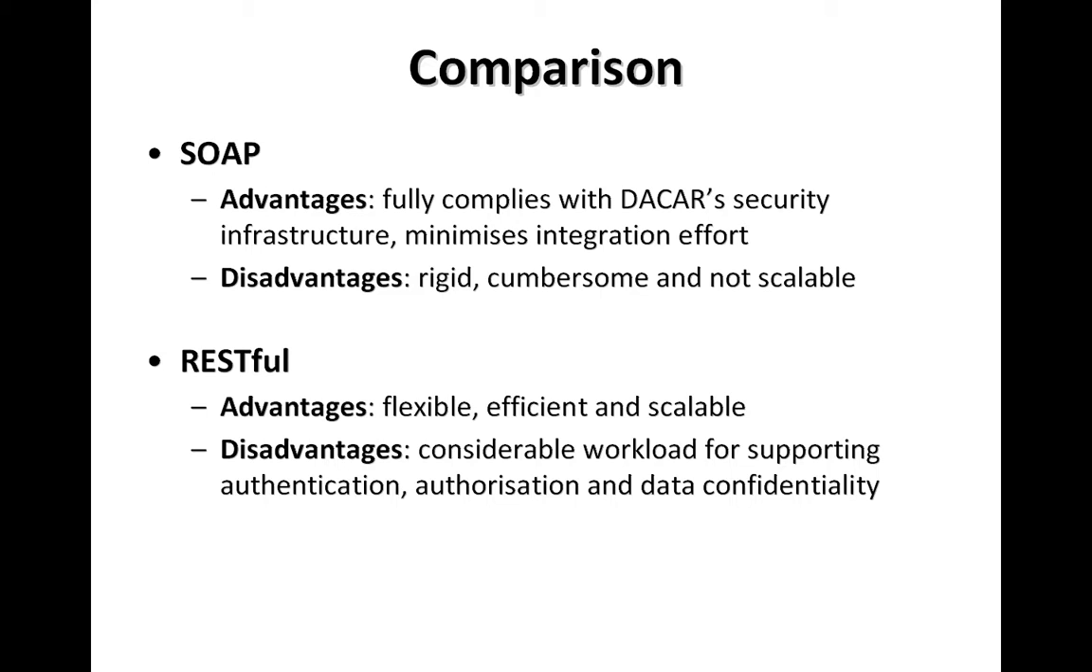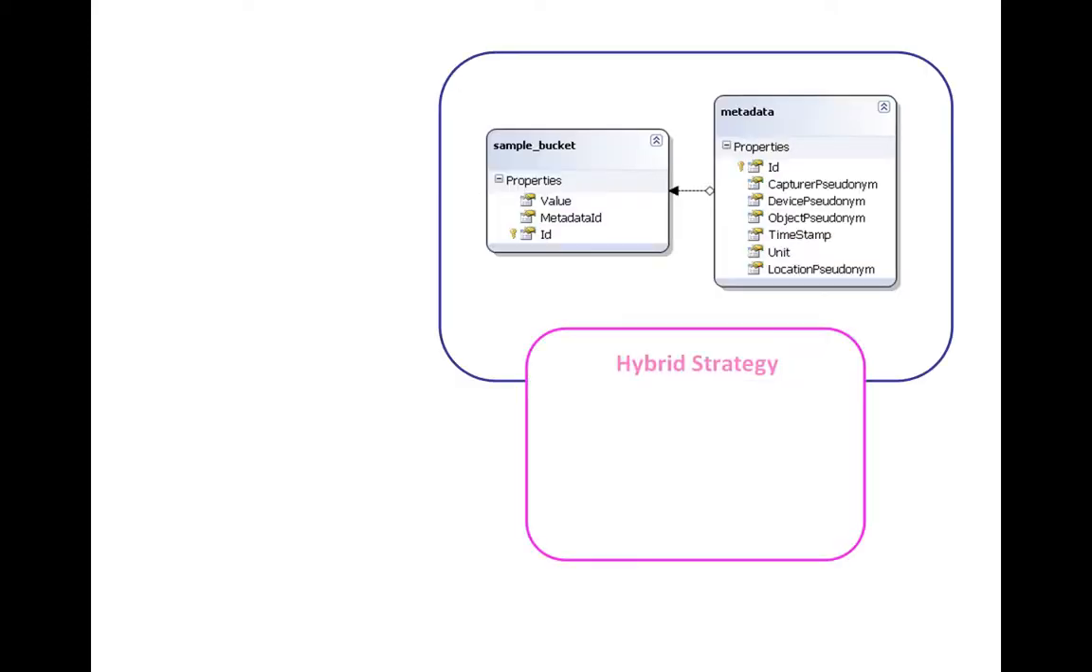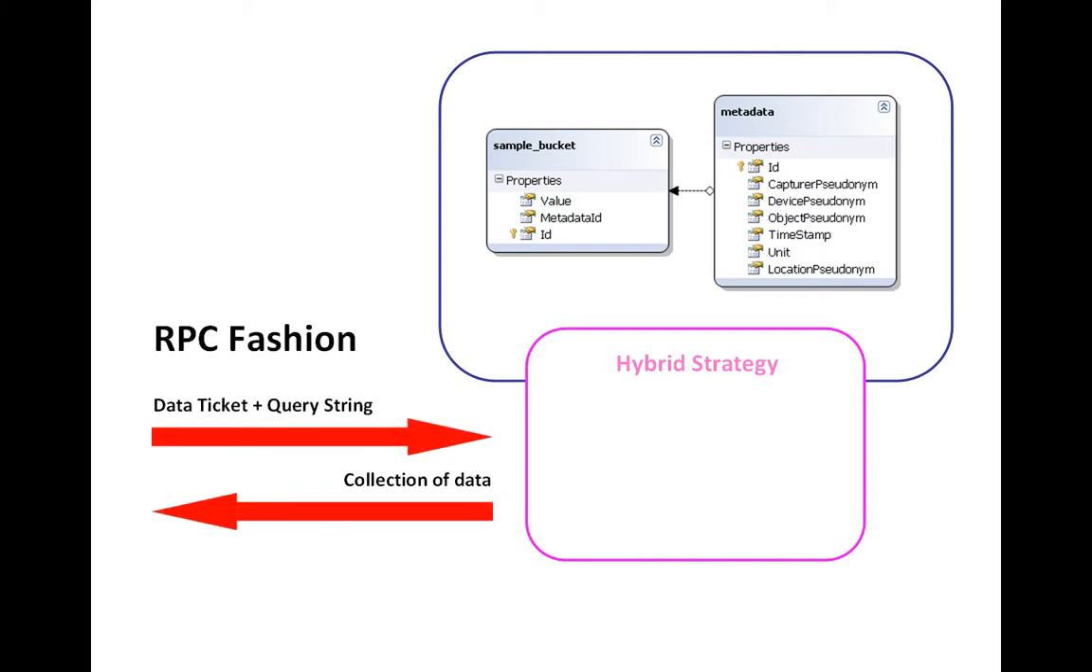to the existing infrastructure. However, as we have pointed out before, when it comes to the CRUD operations over a data bucket, SOAP can be overly rigid, cumbersome, and not scalable. On the other hand, though RESTful web services are more flexible, efficient, and scalable, the workload for fully supporting authentication, authorization, and data confidentiality can be considerable. As a result, we came up with a hybrid strategy, which is SOAP-based by nature, but supports highly flexible data queries just like a RESTful service.